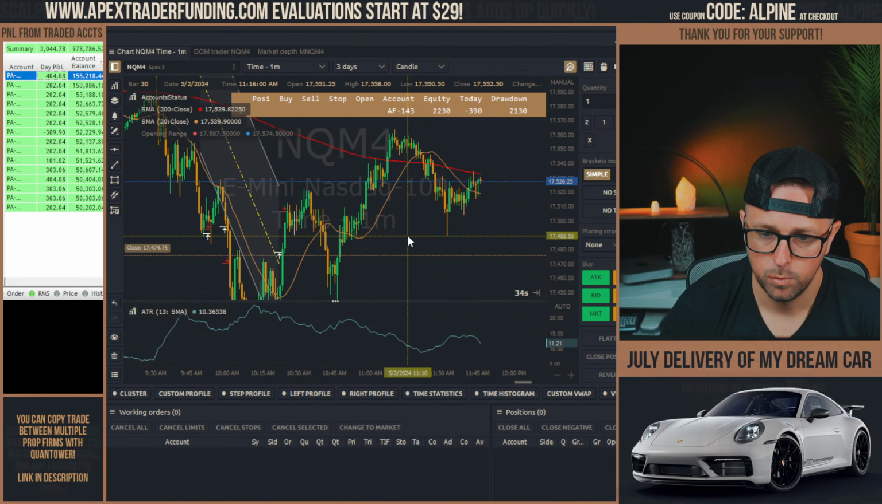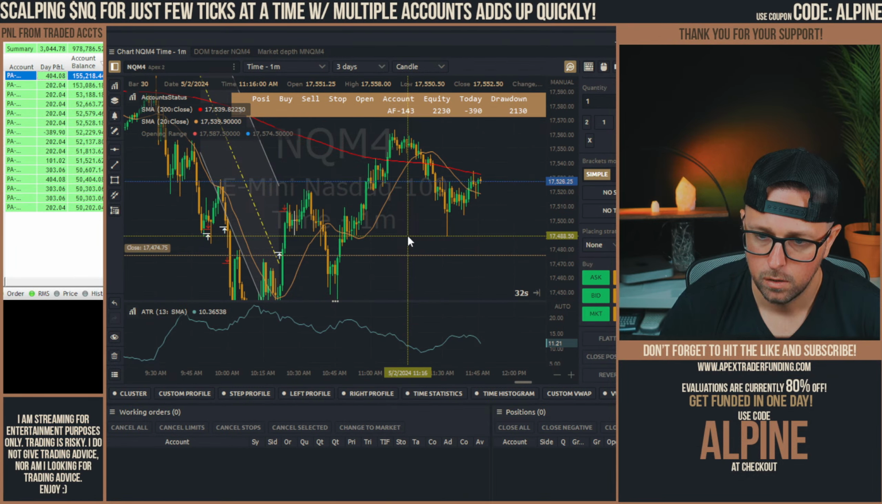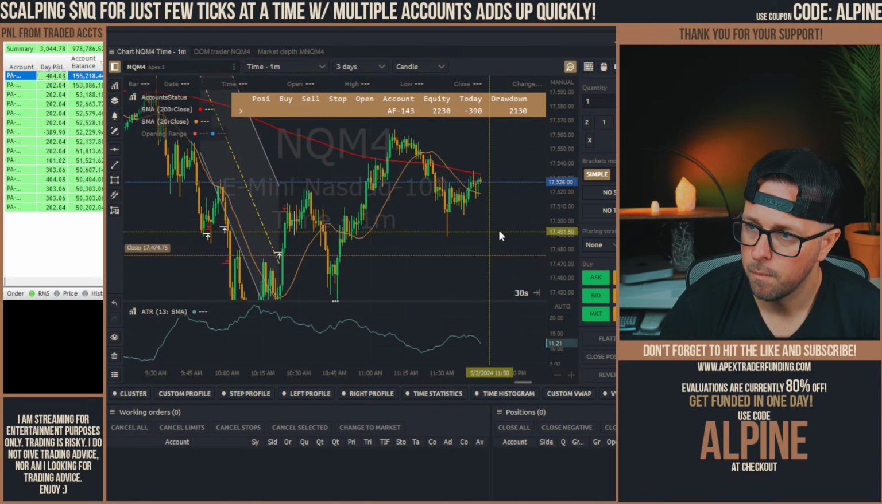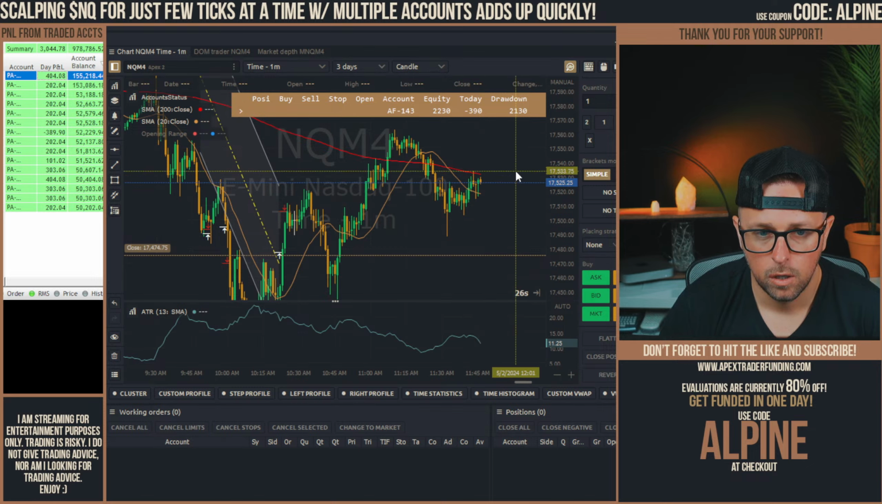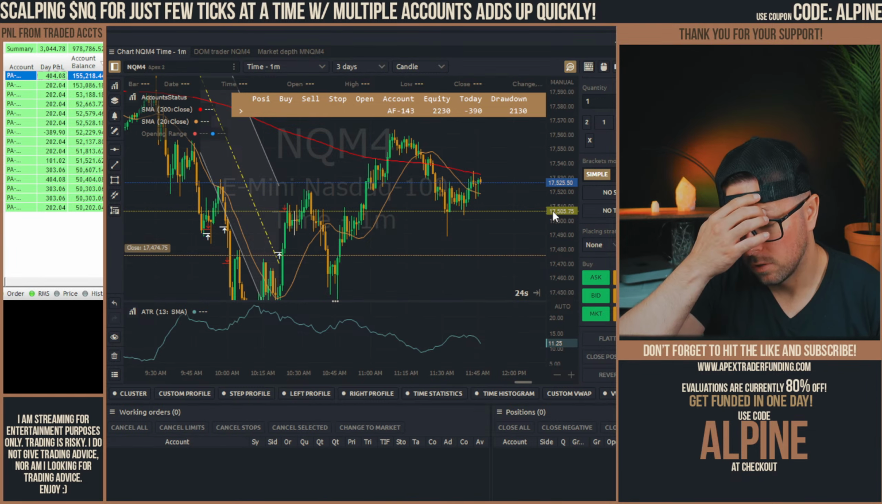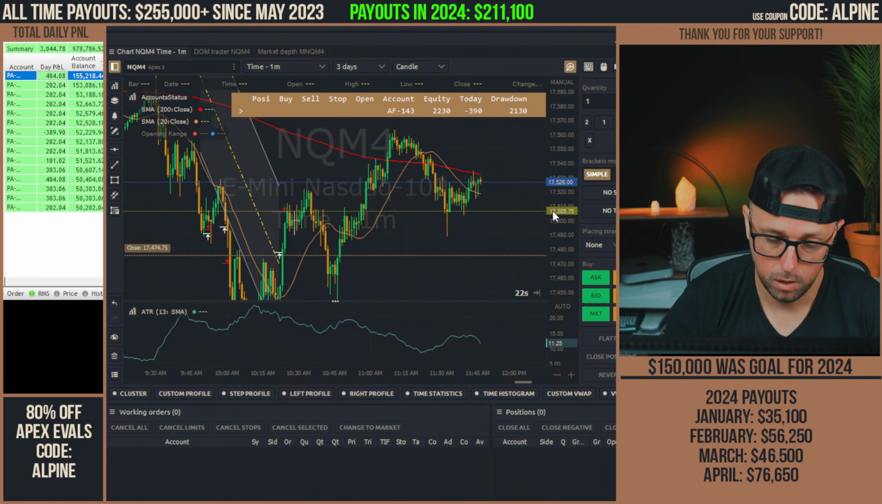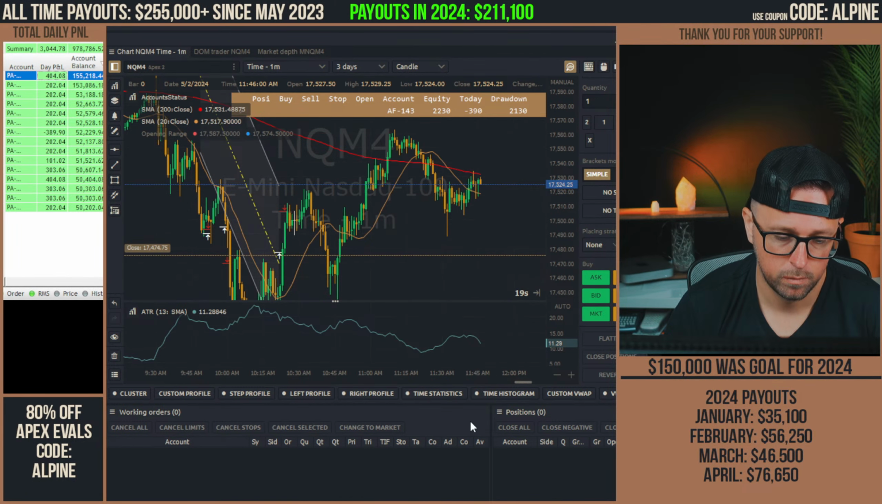Yeah, it's a 200 moving average. No, it's just software. Quant Tower does not have its own brokerage. Optimus Futures, they use a white label of Quant Tower.